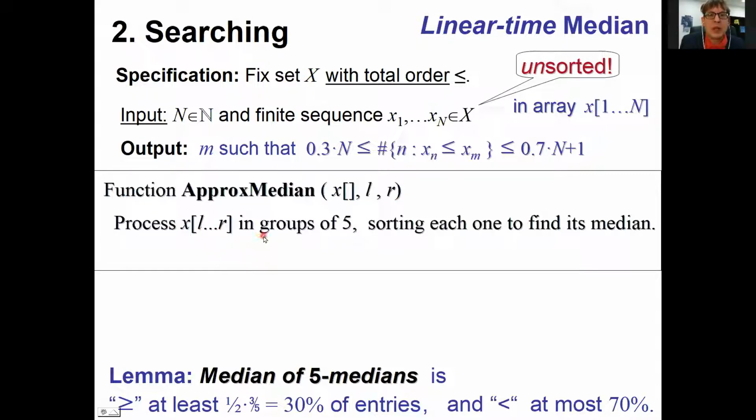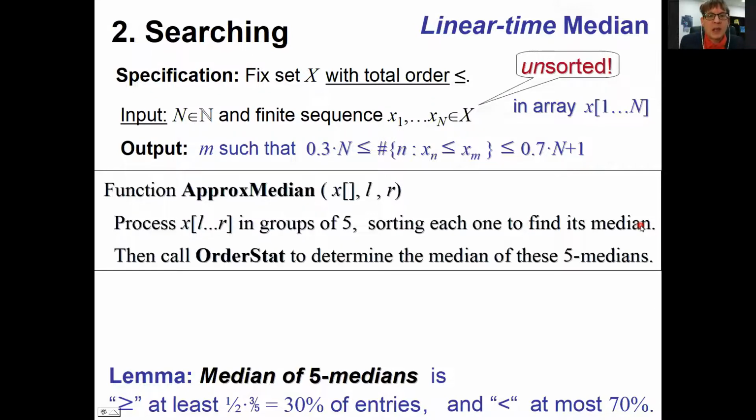partitions the input array into groups of 5, and then sorts each one to find its median. That's what we just saw in the previous picture. And then it calculates the median of these 5 medians. How does it calculate the median of these 5 medians? By making a call to the algorithm median, or more generally, the algorithm order statistic, which calculates the order statistics of a given array.